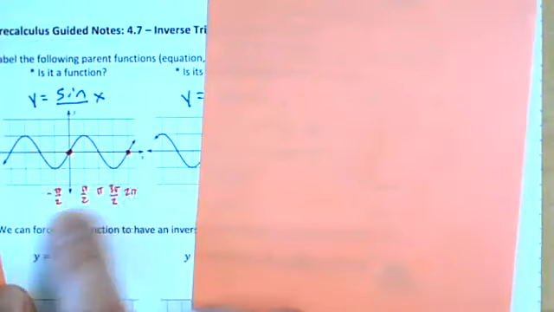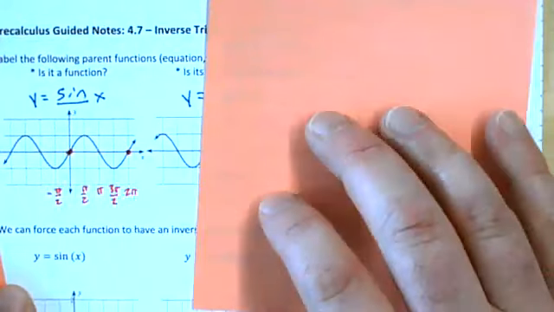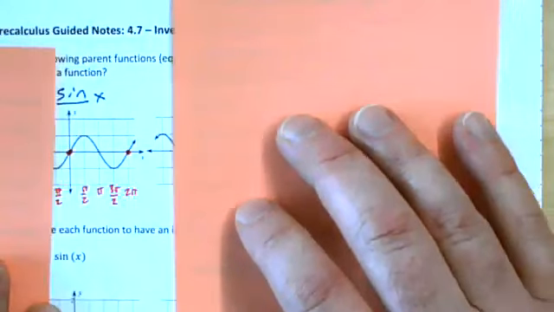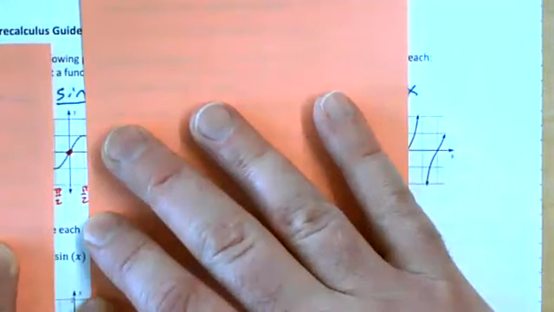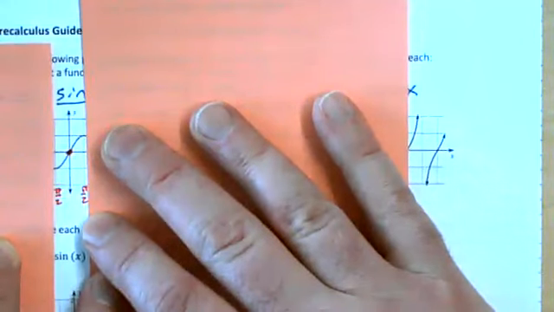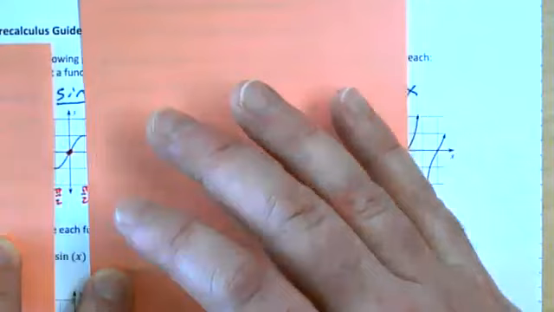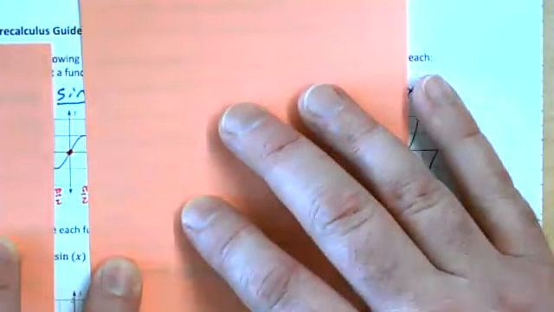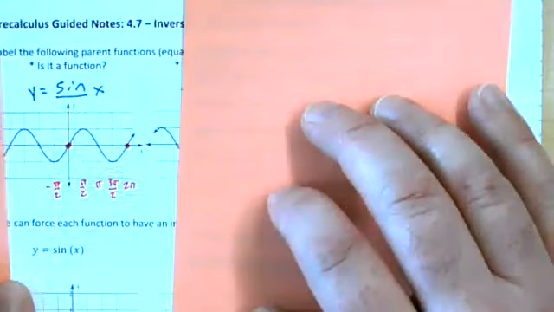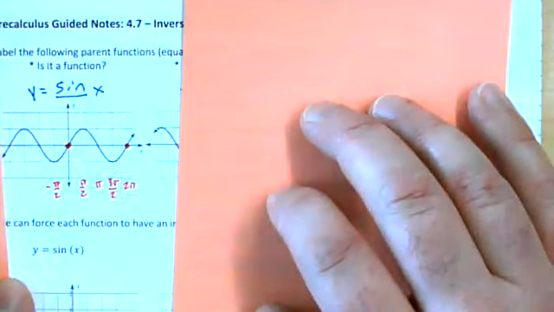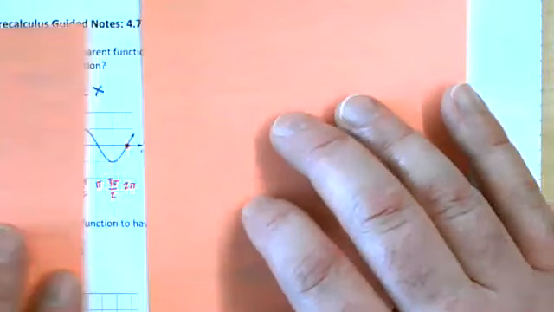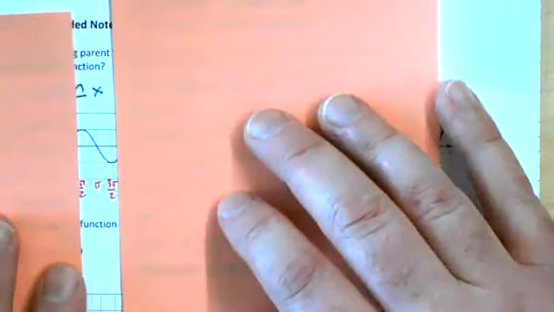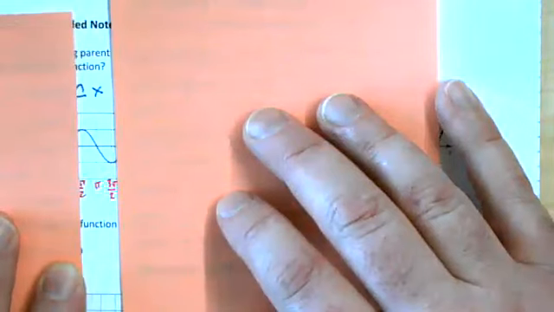From where to where? Give me some values. Negative pi over 2 to positive pi over 2. Ooh, that gets me my positive piece and the negative piece. And it would pass both horizontal and vertical line tests, right? So that would totally work. Where would the next place we could do that be? What about here? From pi over 2 to 3 pi over 2? That would work too also, wouldn't it?